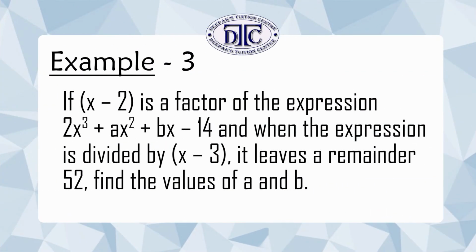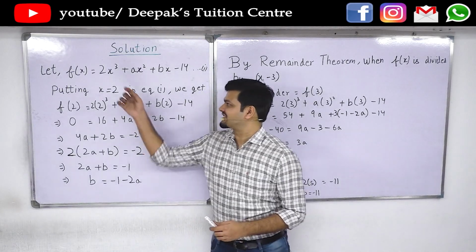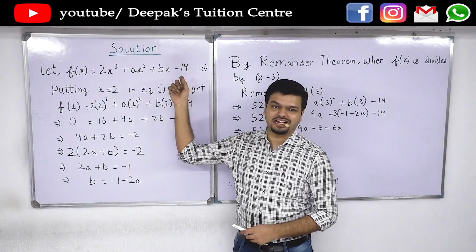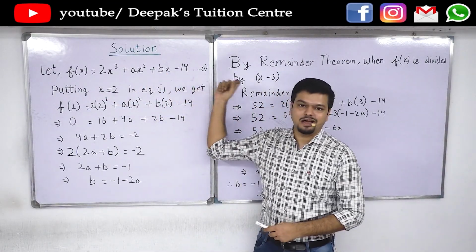If x minus 2 is a factor of the expression 2x cube plus ax square plus bx minus 14, and when the expression is divided by x minus 3, it leaves a remainder 52, find the values of a and b. The expression given in the question is 2x cube plus ax square plus bx minus 14. We take this expression as f(x) and mark it as equation 1.